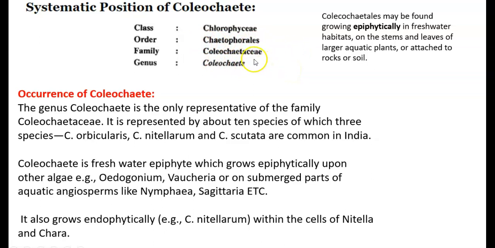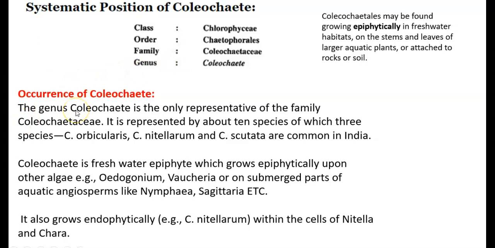Actually, there is only one genus within this Coleochaetaceae family, that is genus Coleochaete. That you must remember as a unique point. Under the family Coleochaetaceae, there is only one genus, that is called Coleochaete. That you can remember.